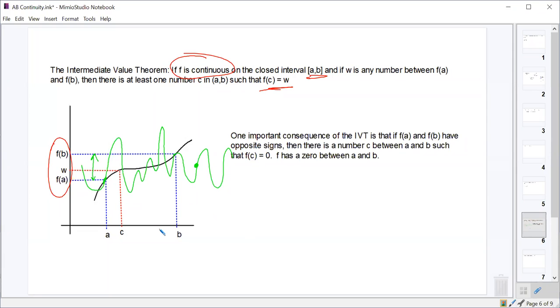Yeah, that makes sense. All right, cool. This is only true if the function is continuous on that closed interval from A to B.